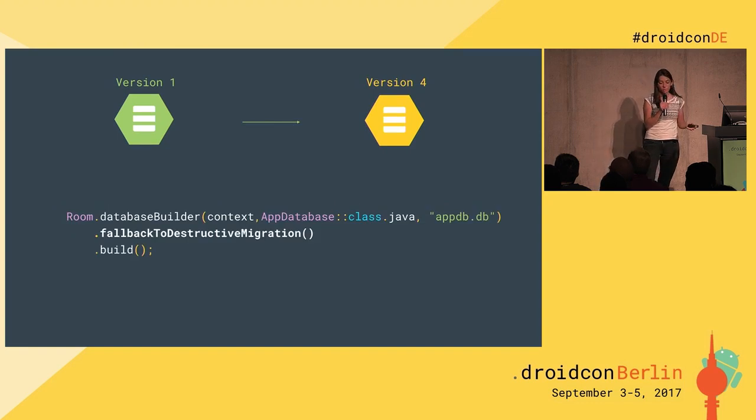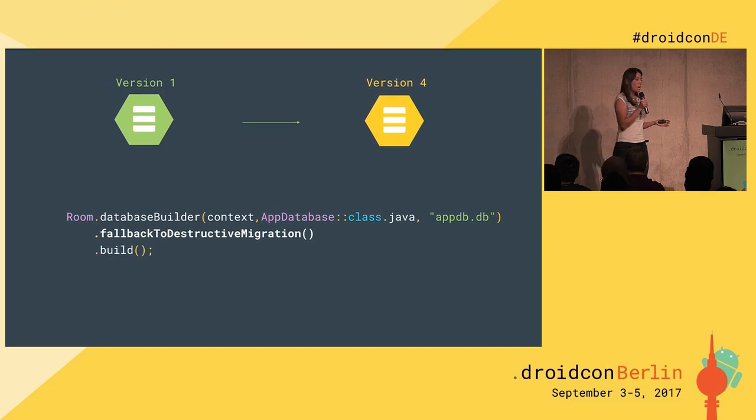But what you can do if you're OK with losing users' data, I hope you're not OK with losing users' data, but if you are, you can use the fallback to destructive migration. This means that if you're not providing a migration, the database will just be dropped and recreated. I think one case where this is useful is also for testing. So if you quickly want to check out how it works, how the database looks, it can be useful, but I would strongly advise on keeping the user's data.